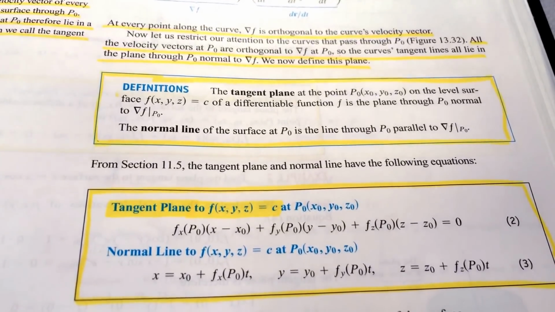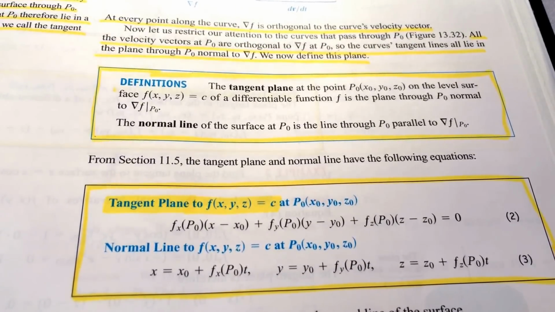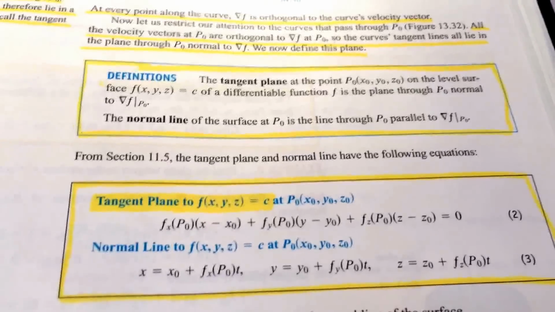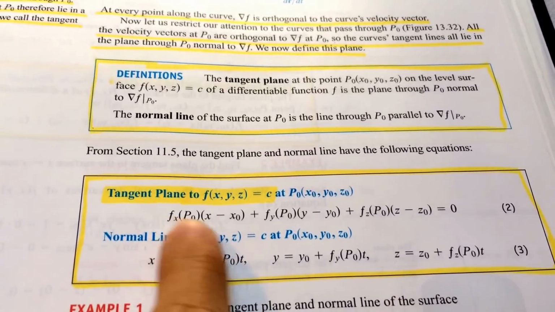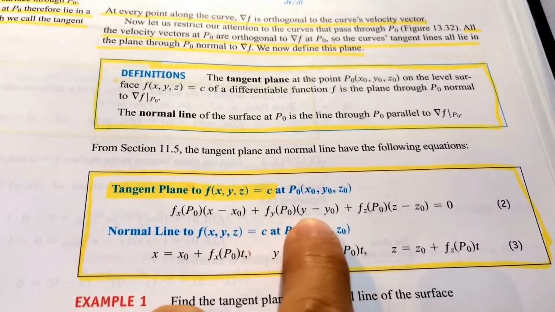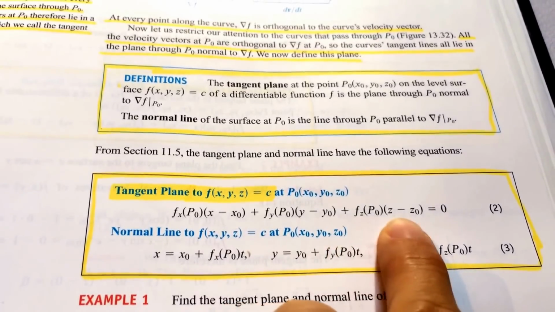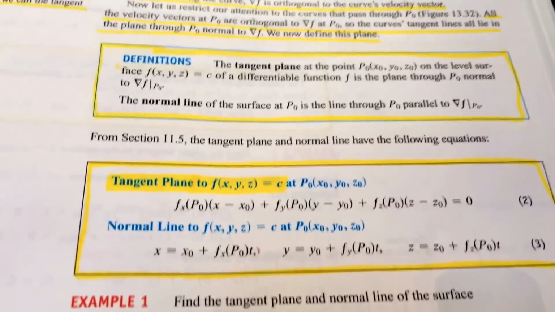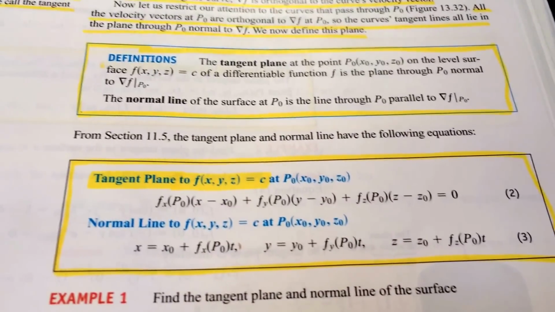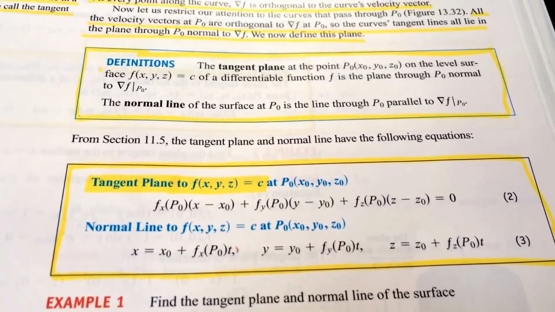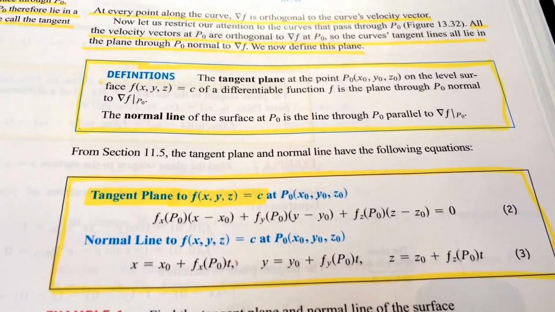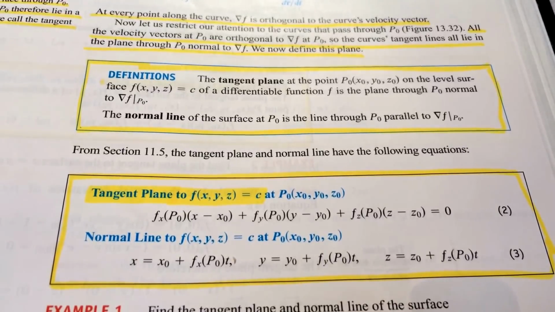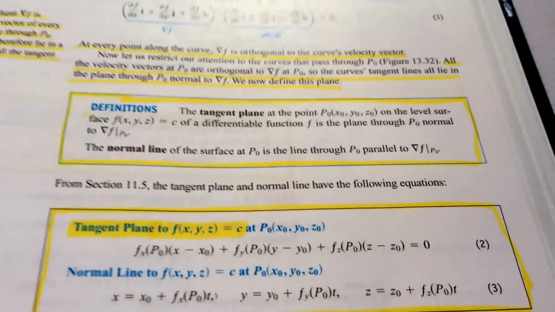But here you have, for slopes, the partial derivatives, and then you have the partial derivative with respect to x times x minus x naught, partial with respect to y times y minus y naught, partial with respect to z times z minus z naught equals 0. And then here, notice the equation for the normal line. This is from 11.5, the parametric equations. Right, these are parametric equations from 11.5, but notice that the v1, v2, v3 in this formula are coming from the partial derivatives. Okay, so these are our formulas.